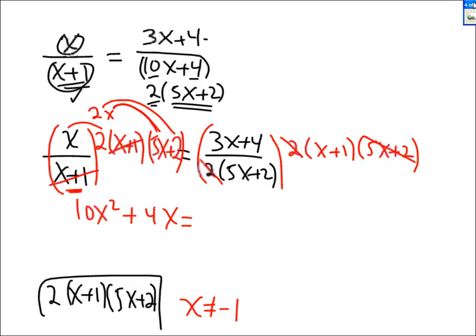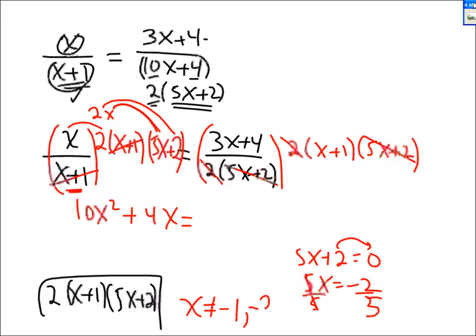But 5x plus 2 over 5x plus 2 is not always 1. Not when the 5x plus 2 equals 0. Not when 5x is negative 2. Divide by 5, you get x is negative 2 over 5. We will not allow that. We will not allow x to be negative 1 nor negative 2 over 5.